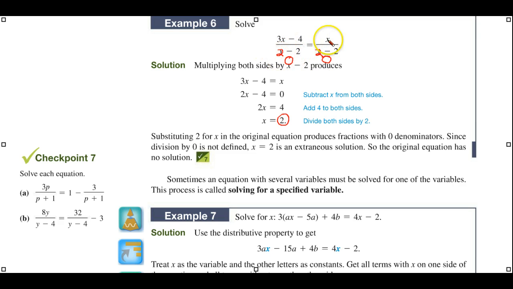So we say when something like this happens, this is the challenge. There is no solution to this equation because the answer we got cannot be an answer. We call this an extraneous solution. When we get an extraneous solution, such as is illustrated here, there is no solution.